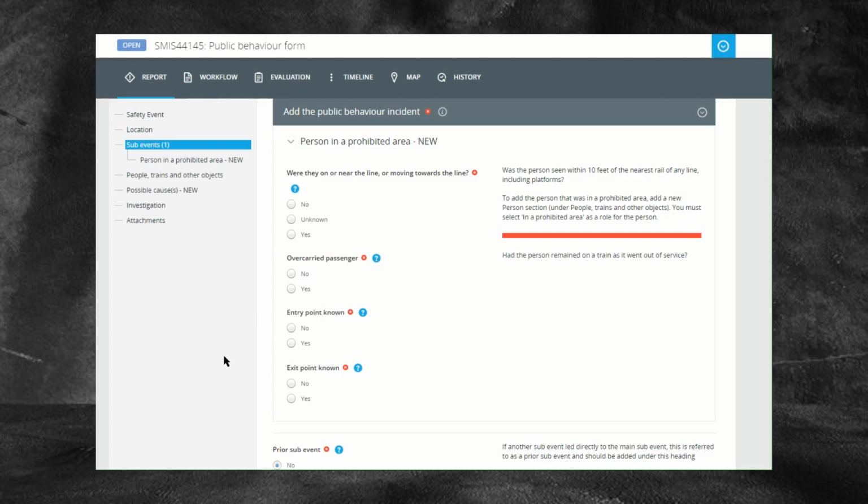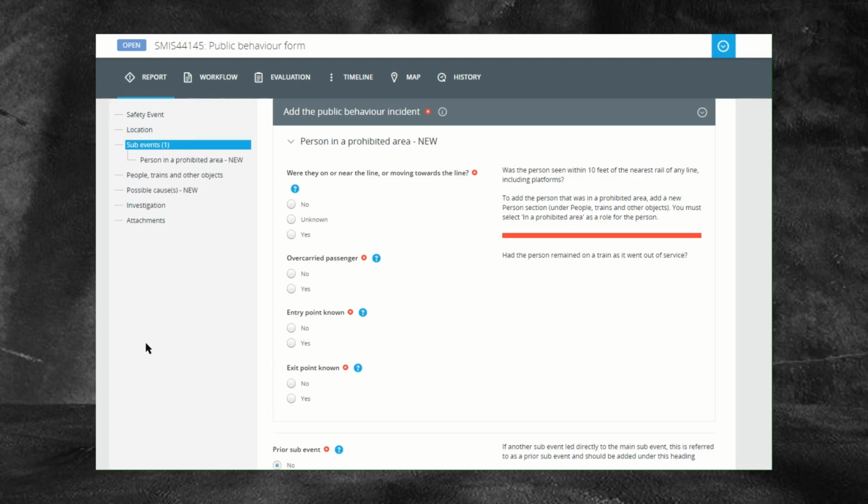These two questions are extremely useful and allow you to add additional location information if, say, the entry and exit points differ from where the person was reported being seen when they were trespassing, which would alternatively get entered in the main location section.